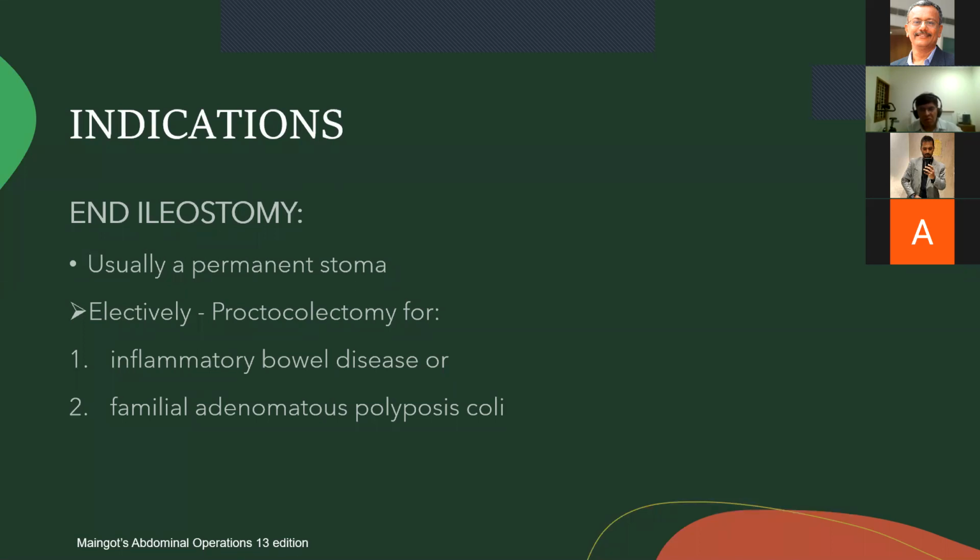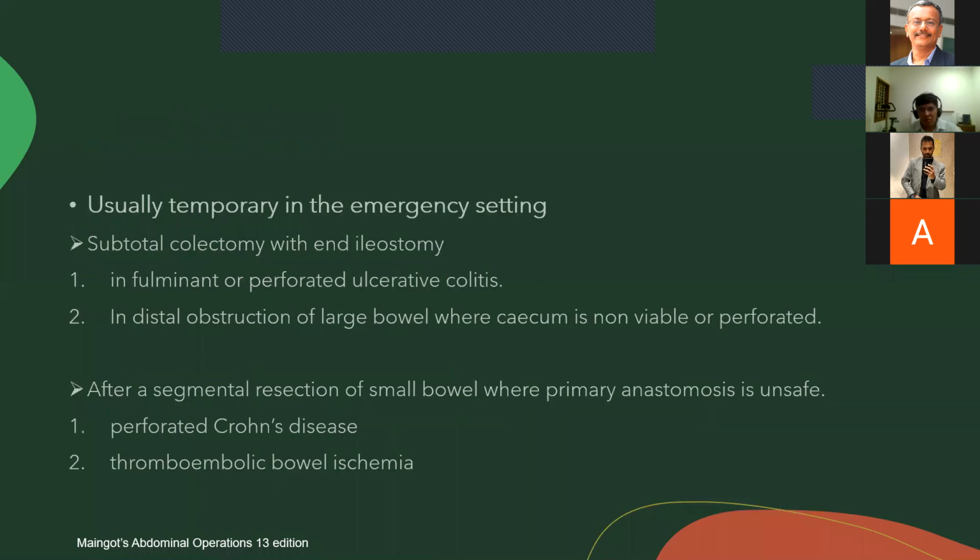So indications: in case of end ileostomy, it is usually a permanent stoma that is being constructed in the elective setting, when we do a proctocolectomy for inflammatory bowel disease, or in patients with familial adenomatous polyposis. It can be temporary in an emergency setting where a subtotal colectomy with an end ileostomy is done, in cases of fulminant or perforated ulcerative colitis. In cases of distal obstruction of large bowel, where a cecum is not viable or is already perforated.